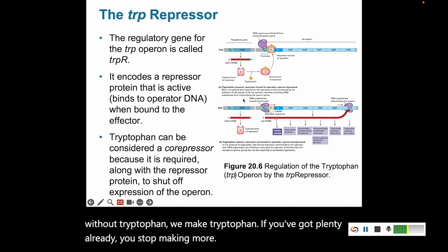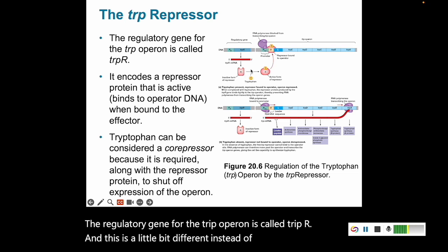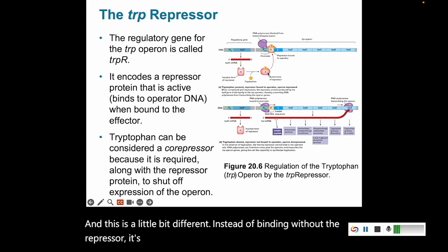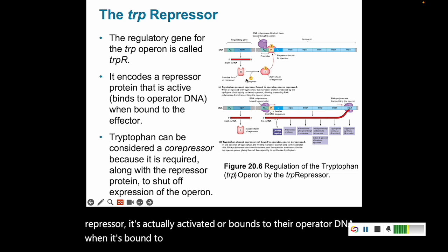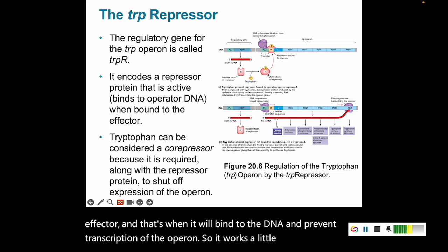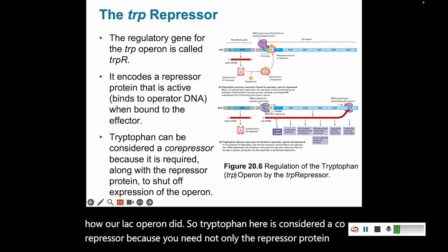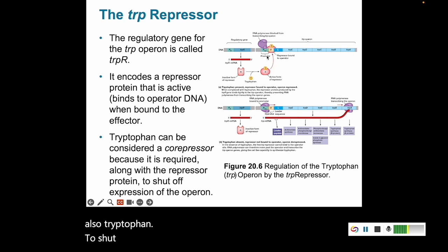The regulatory gene for the Trp operon is called Trp-R, and this is a little bit different. Instead of binding without the effector, the repressor is actually activated, or binds to the operator DNA, when it's bound to tryptophan. So it has to be bound to the effector, and that's when it will bind to the DNA and prevent transcription of the operon. So it works a little bit differently from how our lac operon did. So tryptophan here is considered a co-repressor because you need not only the repressor protein but also tryptophan to shut off the gene expression for this operon.